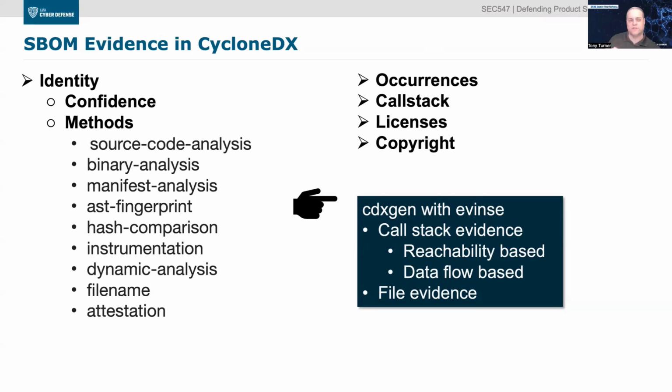We get all this confidence information, and confidence in CycloneDX is 0 or 1. It's either I have confidence or I don't. It's not a really granular scale, but we have the ability to start to say how truthy is this, right? We can look at things like the call stack. And with cdxgen using events, we start to get things like call stack evidence, and file evidence. So it's not just the SBOM itself, but we can generate a report that says, this is why I know that this is correct, because I've got evidence that tells me that it's correct, okay?